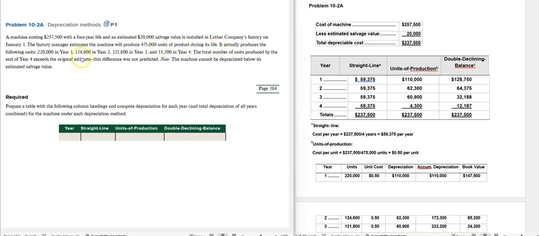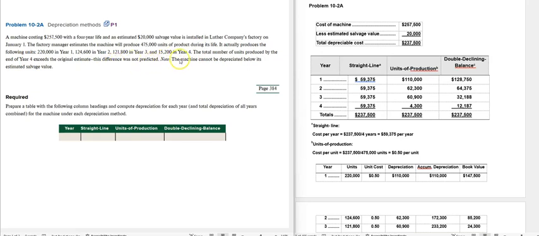It actually produces 220 in year 1, 124.6 in year 2, 121.8 in year 3, and finally in year 4, 15,200. The total number of units produced by the end of year 4 do exceed the original estimate, and we did not predict this difference.